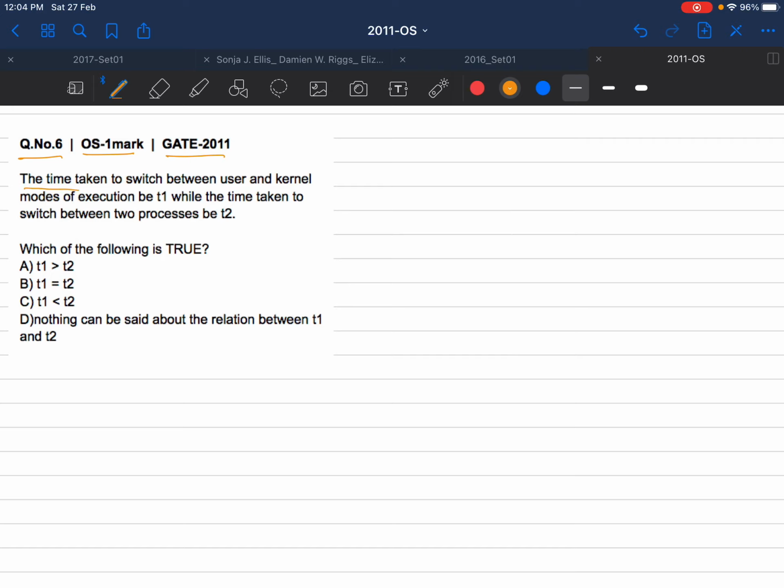Now the time taken to switch between user and kernel modes of execution be T1. Okay, so let me just note down here. We have a user mode in our operating system and we have a kernel mode. And the question says that the time taken to switch between these modes, let that be T1. So I'm going to just make a note of it here, T1.